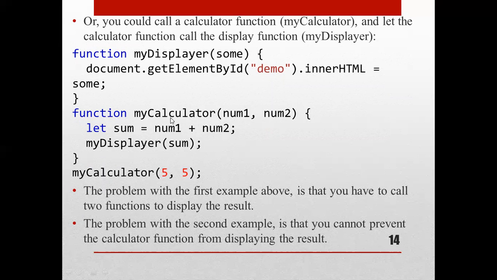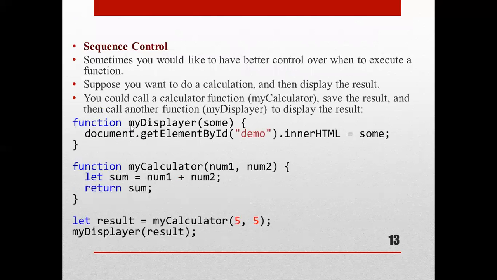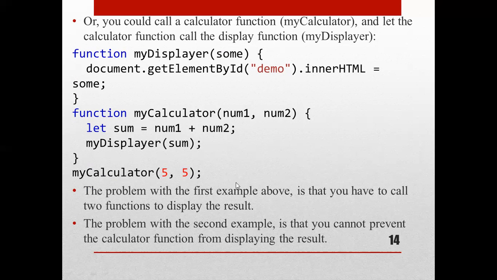Here you can see we have function myDisplayer, then function myCalculator. In that function we pass some parameters like num1 and num2, and we add these numbers: let sum equals num1 plus num2. Here we are directly displaying the result of that summation, like myDisplayer(sum), and after that we pass the values to the myCalculator function.